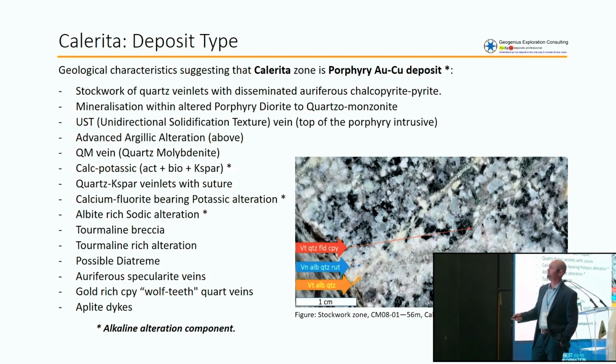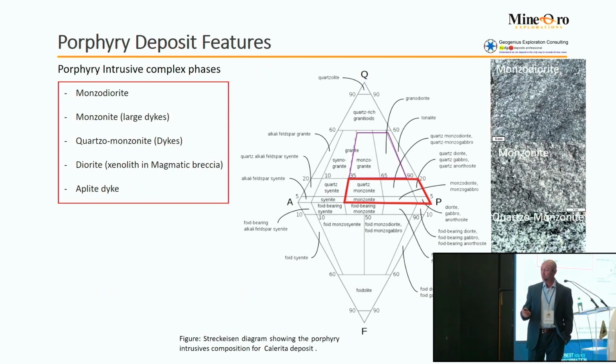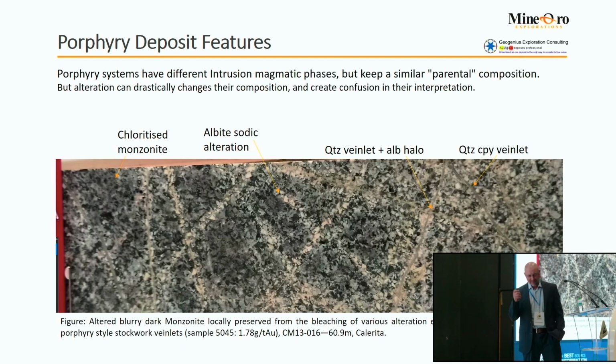Here we can see the sodic alteration that displays the veinlets, the first generation of veinlets. And after, it's cross-cut by another generation of albite quartz veins. So multiple generations of veins in the same place. For the magma, we're a little bit more mafic than a regular, common porphyry deposit. And that's the rocks. Okay, very good example.